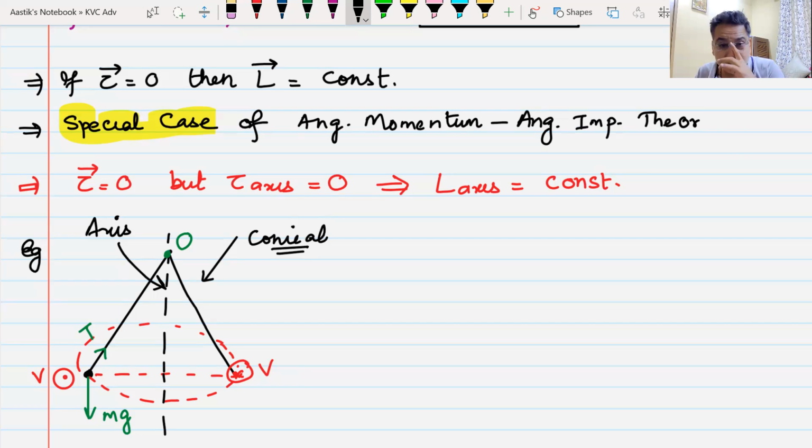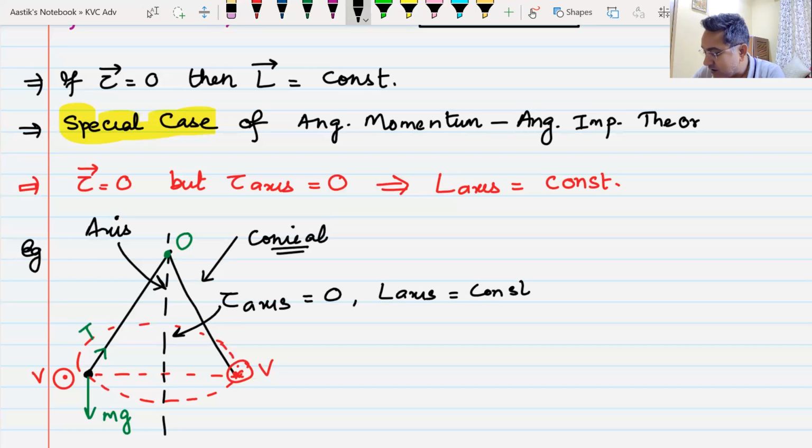Okay, it's there. So here the torque is not zero about the point O, but torque is zero about this axis. Do we understand this? Yes, sir. So about this axis, torque is zero. Torque about this axis is zero. And therefore, angular momentum about this axis will remain constant. Do we understand this? Yes, sir.